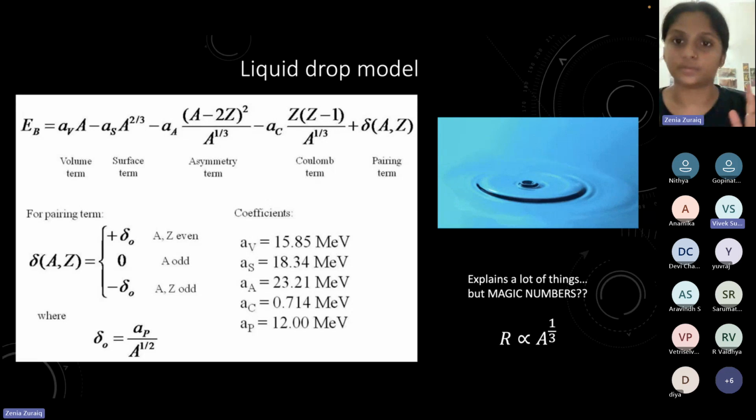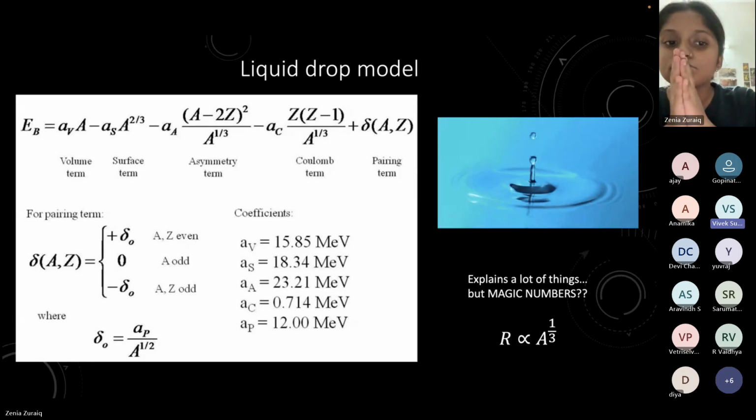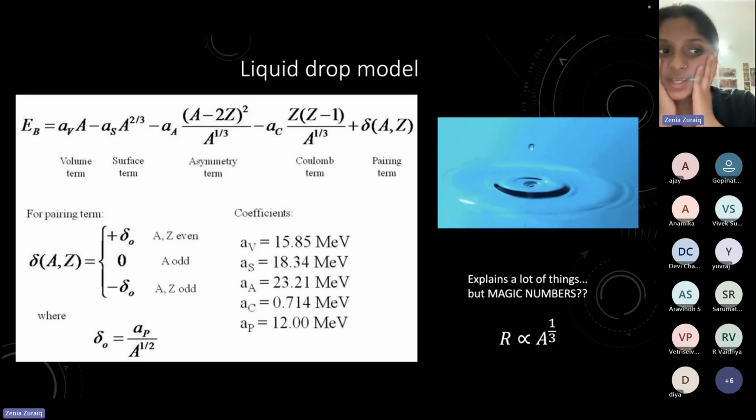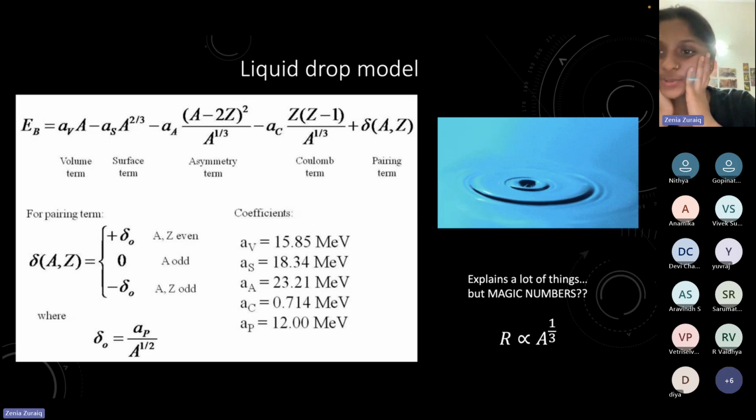Yes, ma'am. So if you give that kind of energy, that means you can actually separate every nucleon from its bound state, right? Yeah, but if it's a very stable nucleus, you will need a lot of energy to be provided.